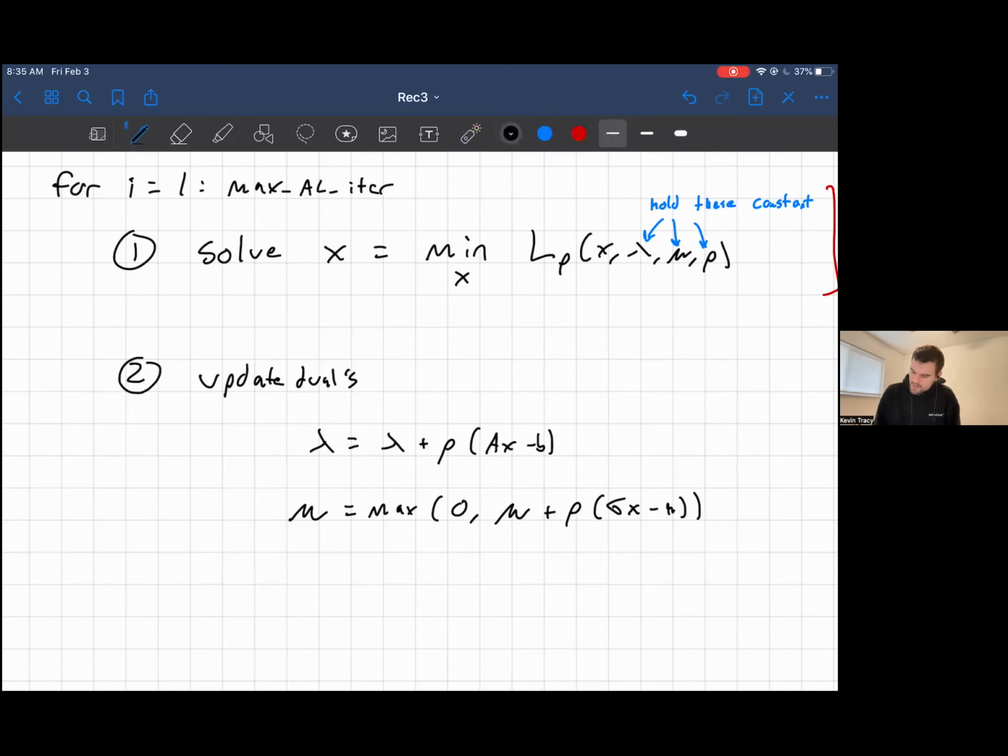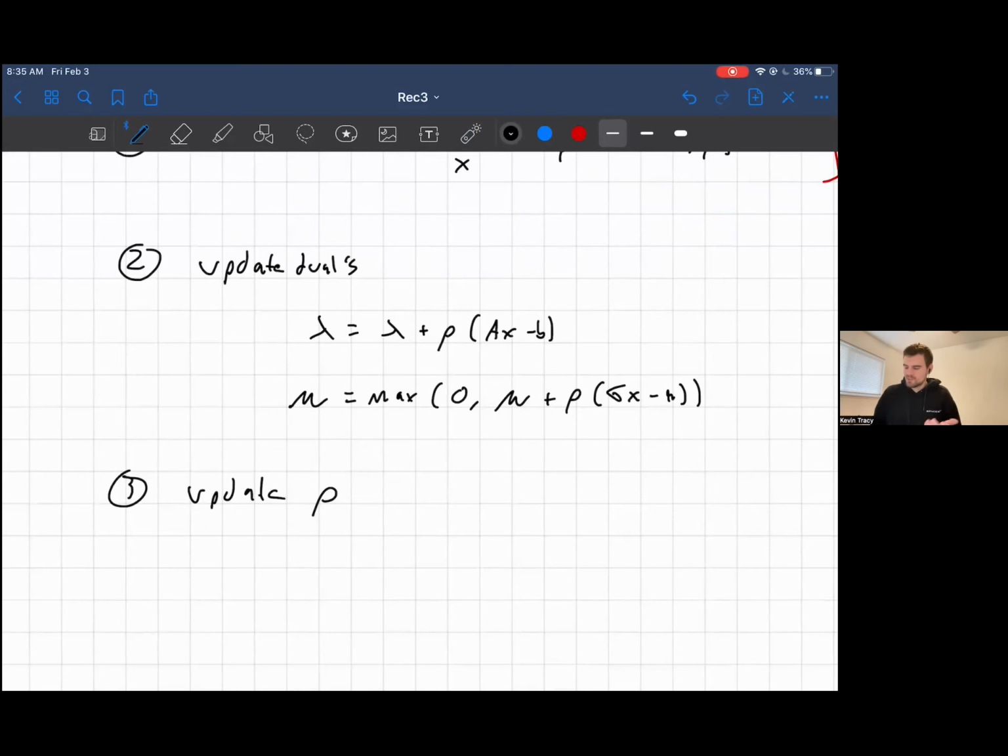And then the third thing we do is update the penalty. Update rho. So Zach in class talked about how technically you don't need to update rho. In our implementation and in almost every implementation, rho is going to get updated on some schedule. And so we'll just do rho equals rho times phi. And we said before, we're going to initialize rho at 1 and phi will be 10.